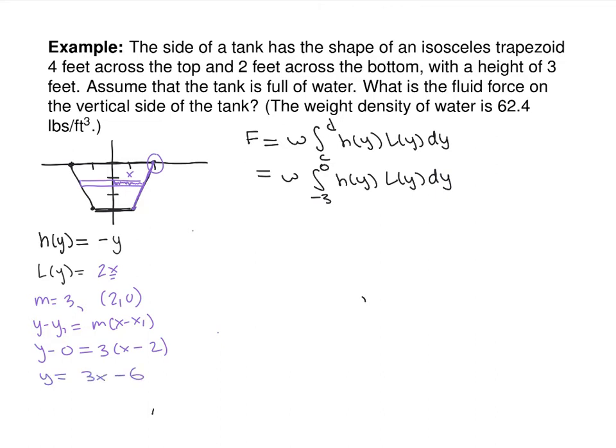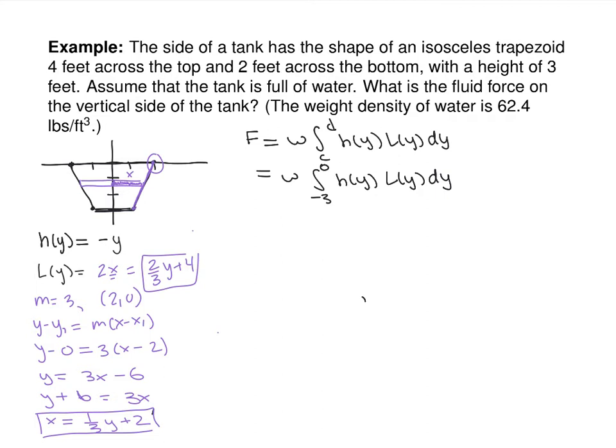Now we just need this equation with x isolated. So y plus 6 equals 3x, and therefore x will equal 1/3 y plus 2. And just note that that only tells us the distance from the y-axis over. So to get the total distance, we have to multiply that equation by 2, and we get 2/3 y plus 4.